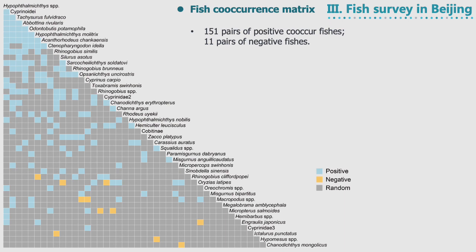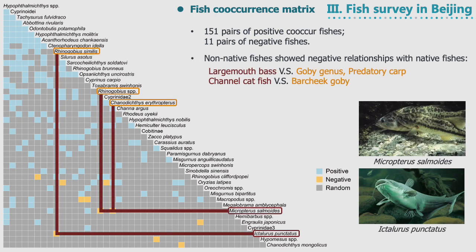The co-occurrence analysis showed some negative relationships between non-native and native fishes, and invasive species might be a threat to the local fish biodiversity.